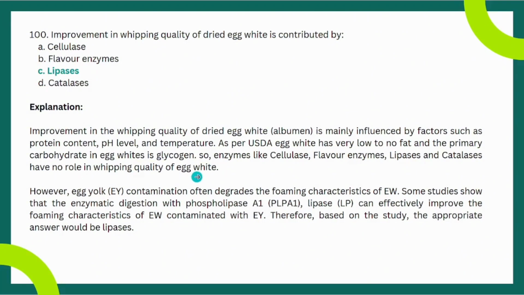That means if the question were based on egg yolk instead of egg white, then the answer would be lipases. However, in certain cases, there is a possibility of contamination of egg yolk in egg white during the manufacturing process. Some studies show that enzymatic digestion with phospholipase A1 and lipase can effectively improve the foaming characteristics of egg white contaminated with egg yolk. Therefore, based on this study, the appropriate answer would be lipases. If the egg white is contaminated with egg yolk, then if you add lipases or phospholipases, it will improve the whipping quality of the dried egg white. Okay.